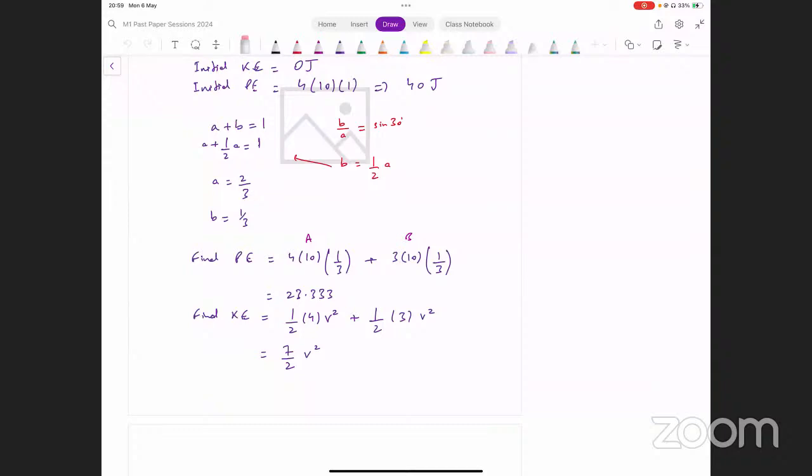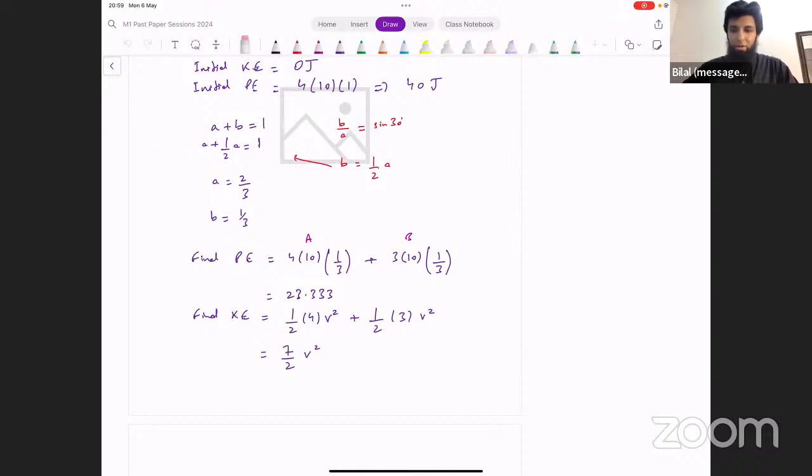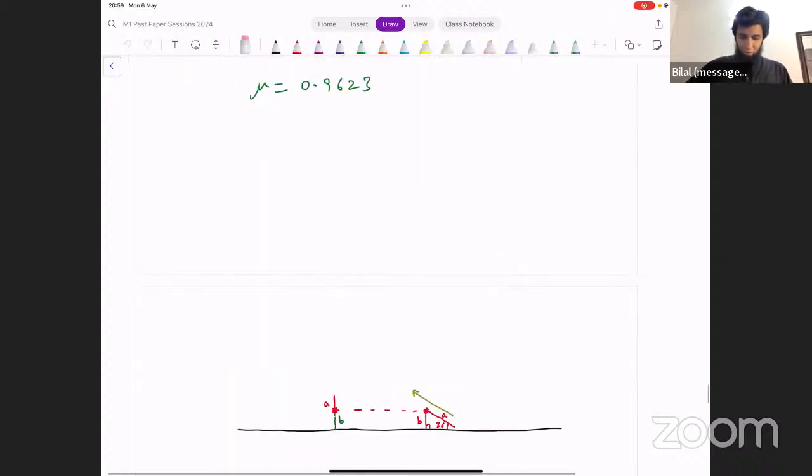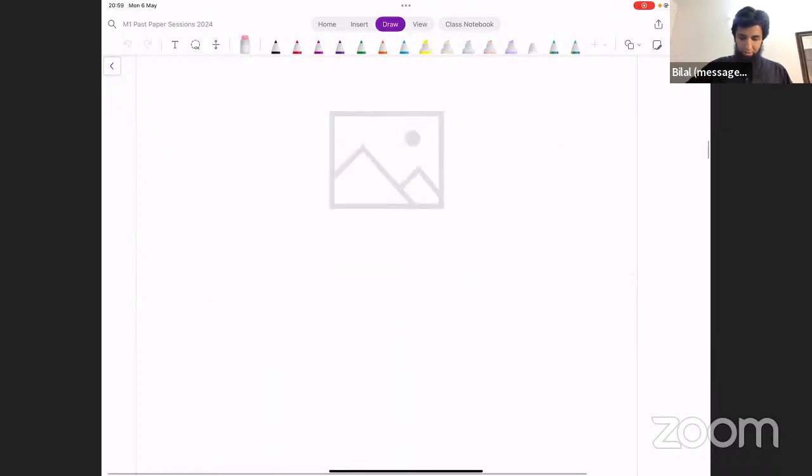Okay, I'm sorry, I got disconnected again. Can you guys see my screen again? Yes sir. Okay. It's taking time to load.